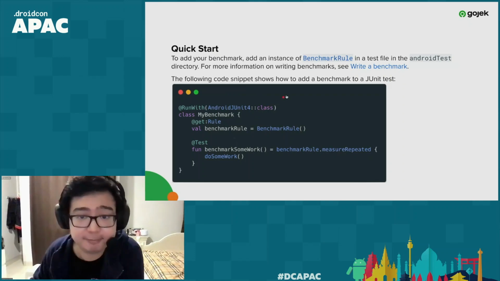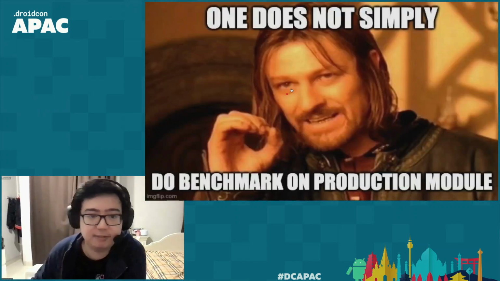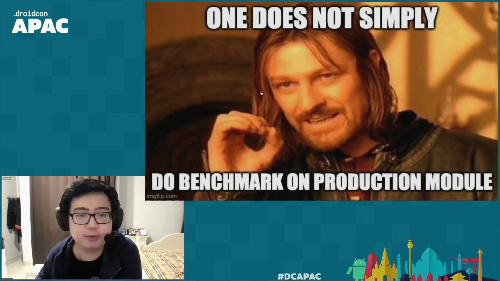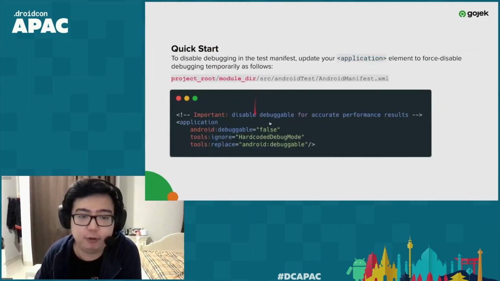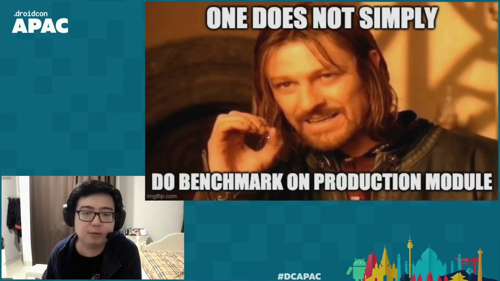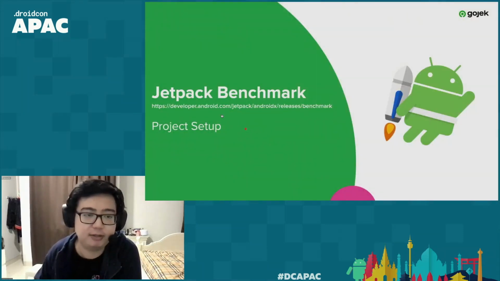But we have a problem here. One does not simply do benchmark on production module, right? You don't want to put this debuggable false on your production module or your app, because when you put it false, then every developer won't be able to debug the app, right? So that's why we try to set up a project so we can use Jetpack Benchmark easily and better.